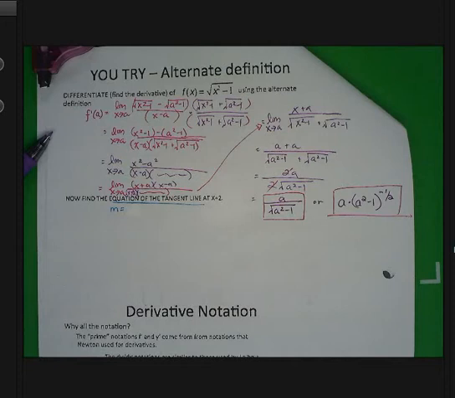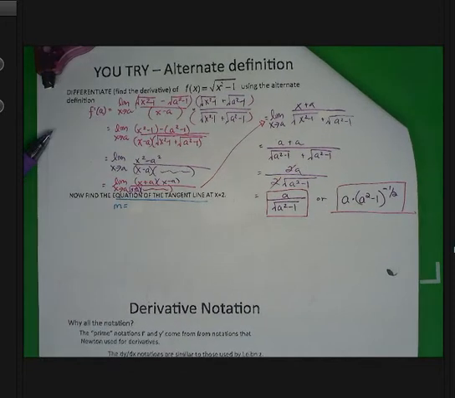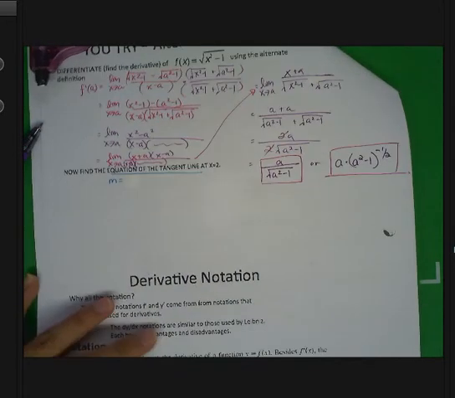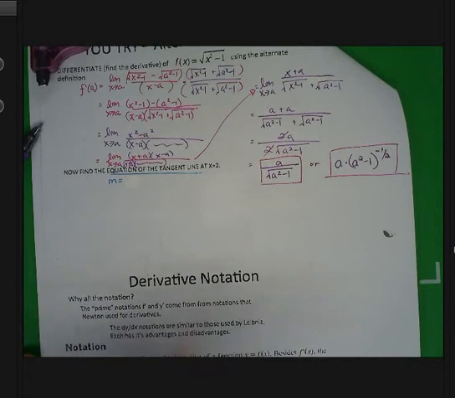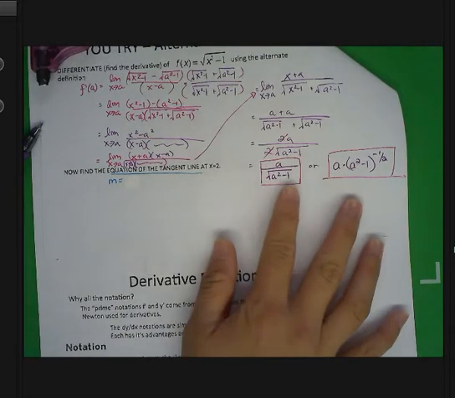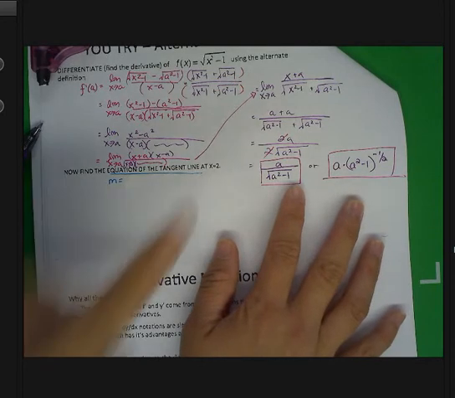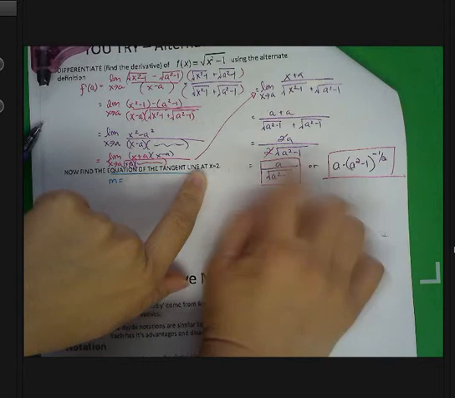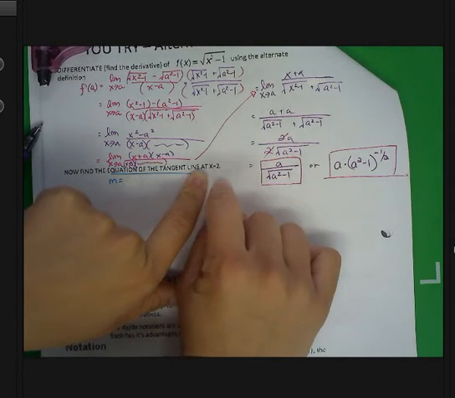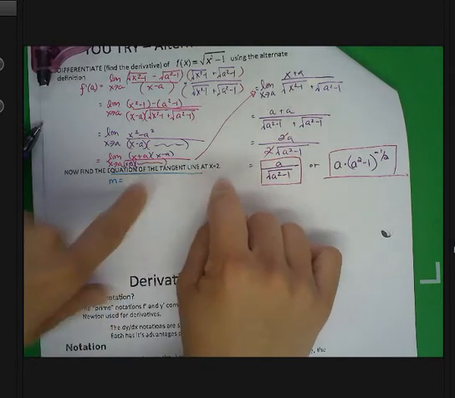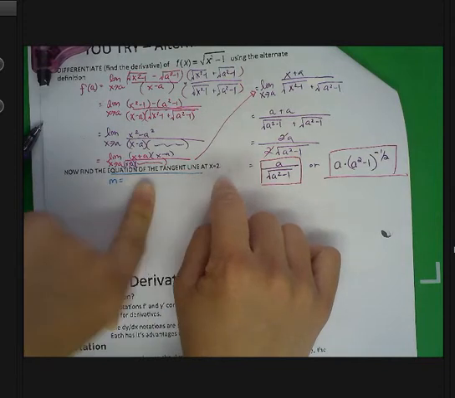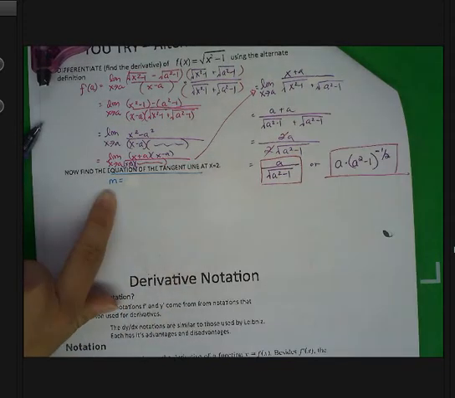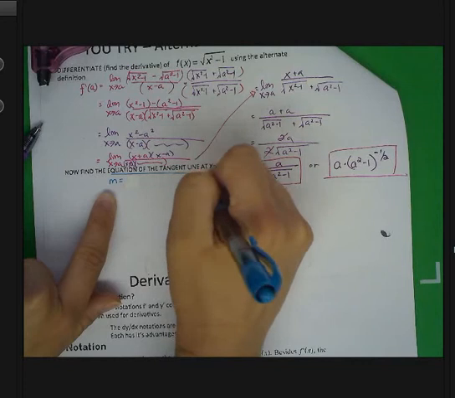So now that we found, you should be able to get to this equation for the derivative. That's a derivative function. But now we want to find the equation of the tangent line at a certain point. This is a general equation, but we now care about when x equals 2. So to find an equation of any line, what do you need? A slope and a point, right? We need a point and we need a slope.